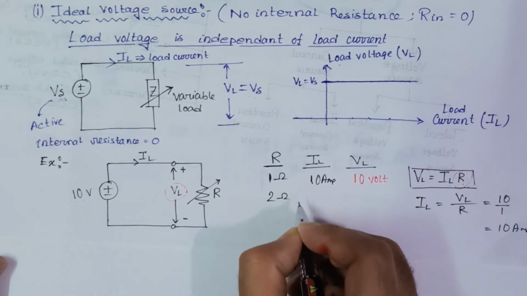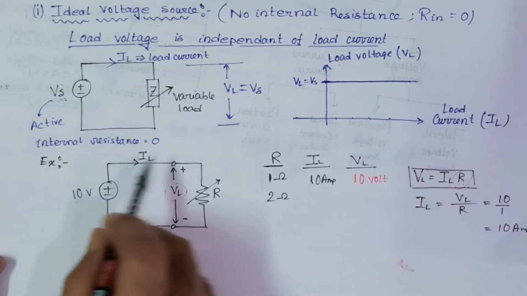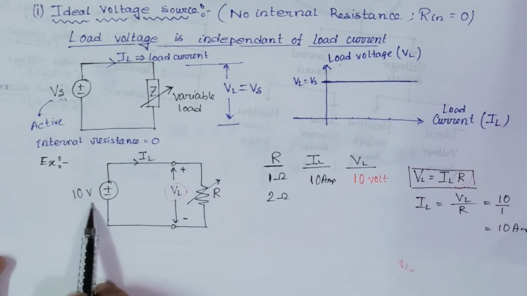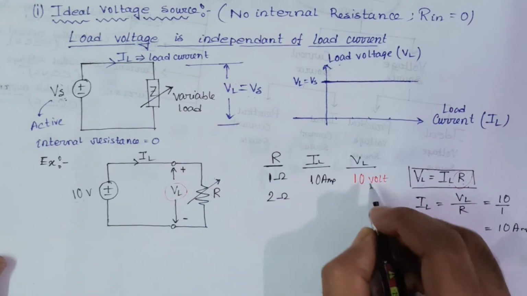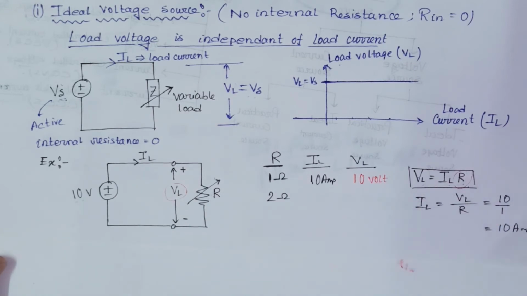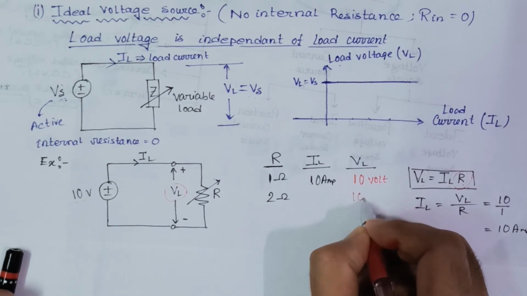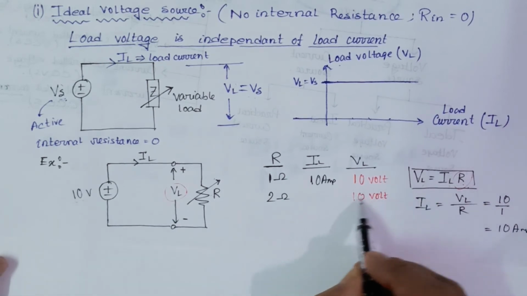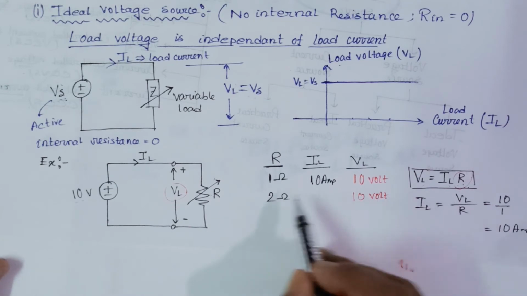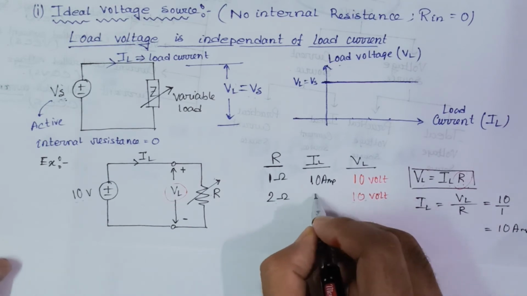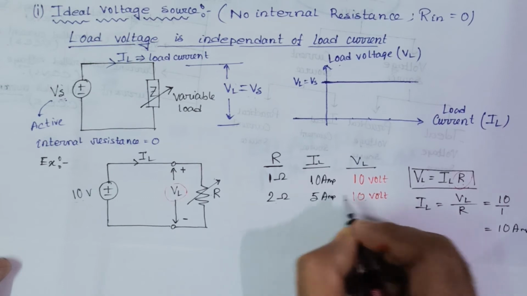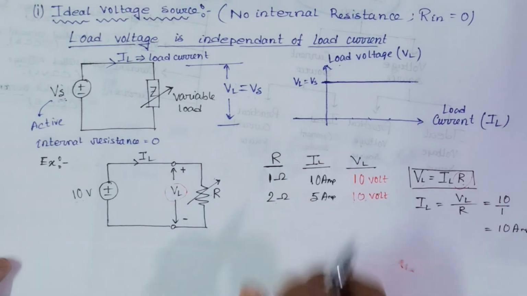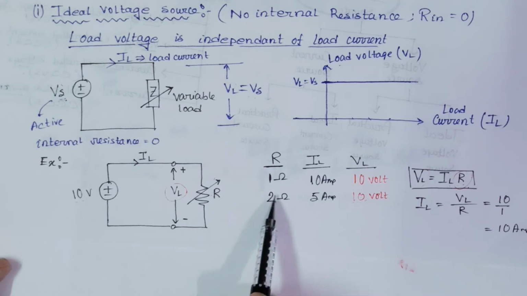Next, if we change the value of this resistance, this may be 2 ohms. See, again I am saying there is no other element where this voltage can be dropped. So whatever the value of resistance is, it will be 10 volt, the same. And if the value of this voltage is 10 volt, so VL divided by R, 10 divided by 2 means it will be 5 ampere. Yes, the value of IL is changed.